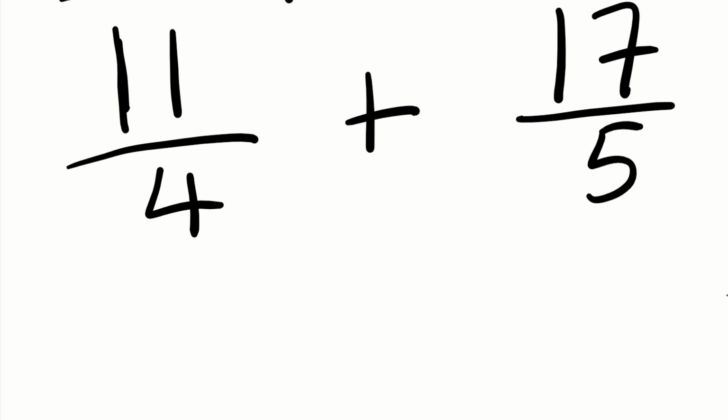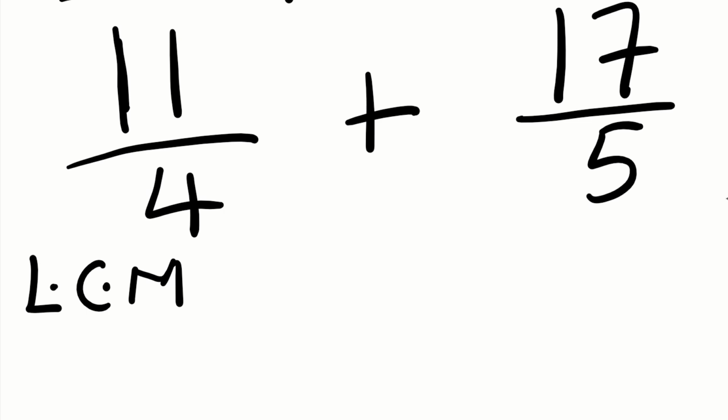So what do I do in this case? I'm going to take the LCM, right? The LCM, the least common multiple, right? The least common multiple of these is going to be 20, right? So I have the LCM to be 20.